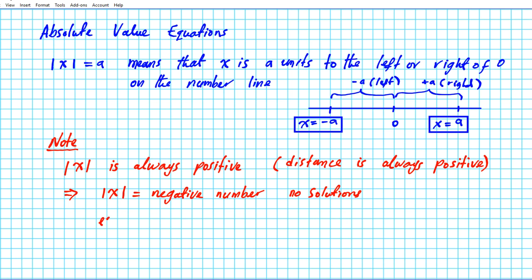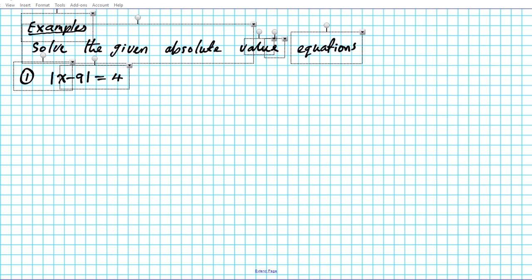For example, if you're asked to solve the absolute value of x equals negative 5, it's telling you that the distance from x to 0 on the number line, either to the left or to the right, is negative 5. Does that make any sense? The answer is no, because the distance can never be negative. So if you have a scenario like this, your answer is simply going to be no solution. Watch out for this in the examples that we're going to be working on.